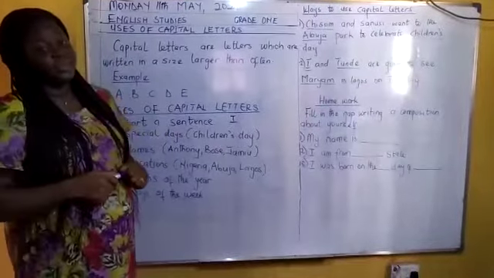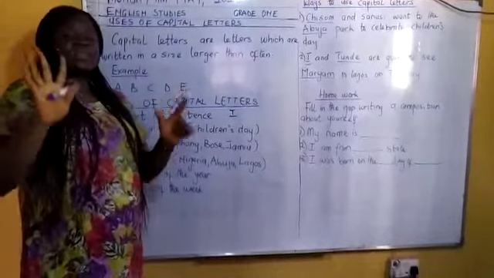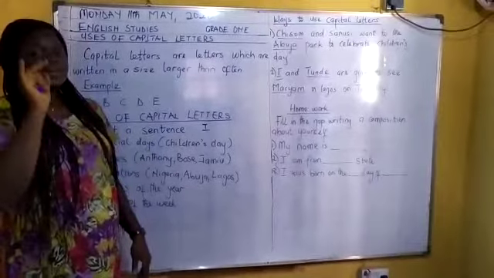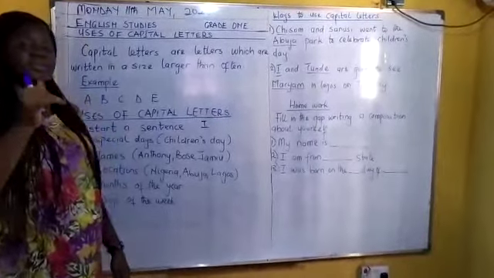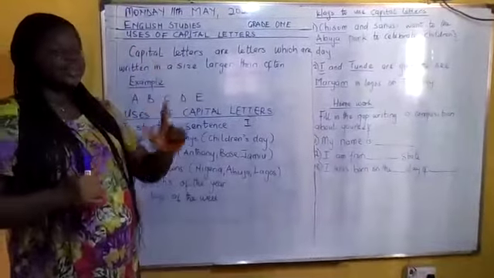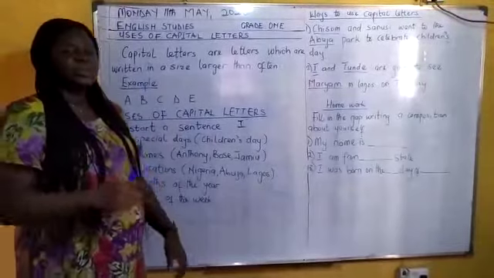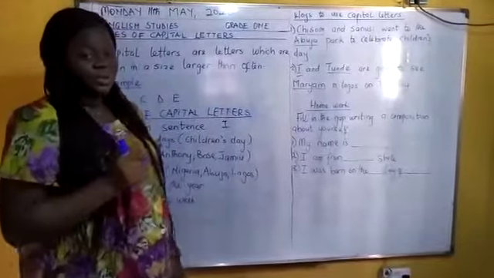Another one is days of the week. Who remembers the days of the week? There are 7 days in a week: Sunday, Monday, Tuesday, Wednesday, Thursday, Friday, Saturday. Those days of the week, make sure you start writing them with a capital letter.